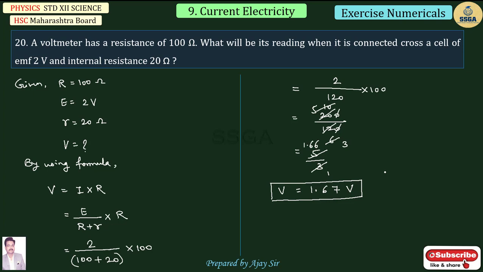And here all our examples from question number 10 to 20 are solved. Now all these numericals of this lesson, that is lesson number 9, current electricity, are completed. Next video we will discuss the next examples. So keep watching our video.